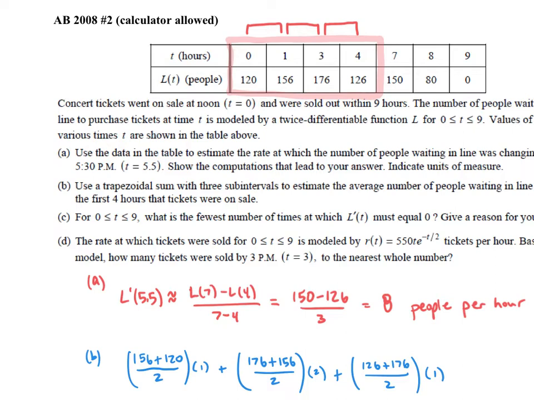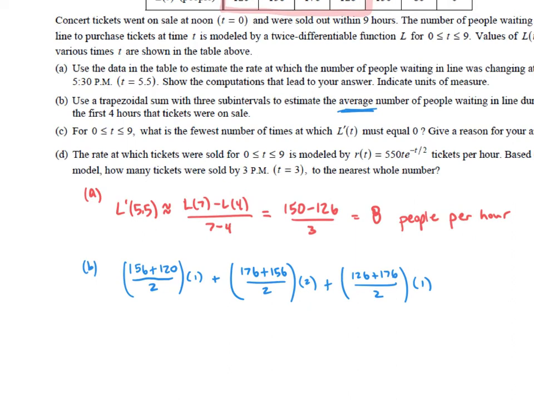is 1. Now the problem also is asking for not just the total here, but it's looking for the average number of people waiting in line. And so the integral that we're calculating, I should have written this down first, is 1 over 4 minus 0 of the integral from 0 to 4 of L of t dt, and we are approximating it by this formula, which means that we actually have to multiply this by 1/4.